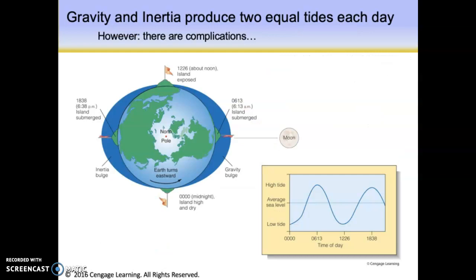Now it'd be nice if that's all that happened, and you can see the resulting tides are shown on this diagram. We're looking down from the North Pole. You can see that this little island that they have drawn goes underwater at high tide twice a day, and then it's exposed at low tide also twice a day. So we have our two crests, one pointed toward the moon by gravity, one on the opposite side from inertia, and then the two troughs. And there's a diagram showing what that would look like. But as this slide notes, there are some complications. So let's take a look at those.